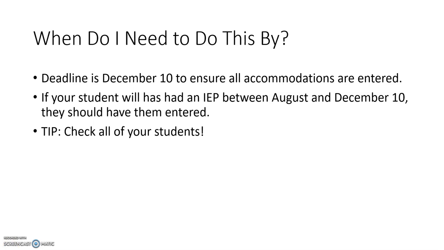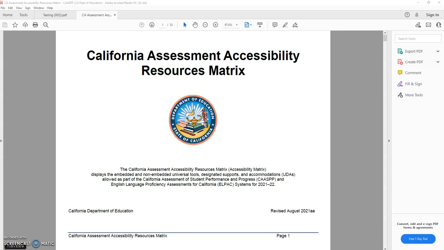Okay, so now we're going to actually show how to do this. Like I talked about, the assessment matrix is really helpful for being able to see which supports are universal tools, designated supports, and accommodations as part of the CASP system.